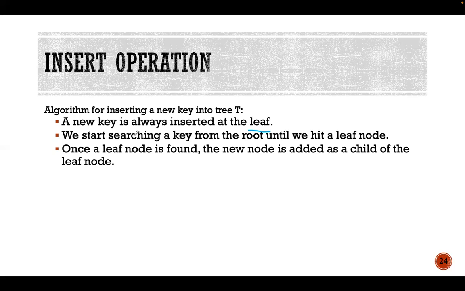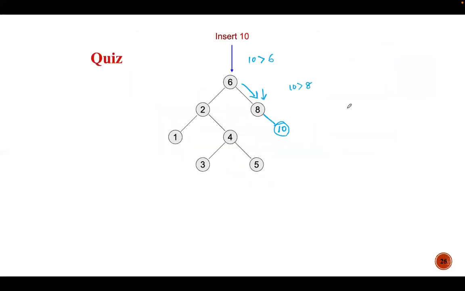So we start searching for the key from the root until we hit a leaf node. When we find the leaf node, we are going to add the new node as a child of the leaf node, as a left child or right child, depending on the value of the node we are trying to insert.